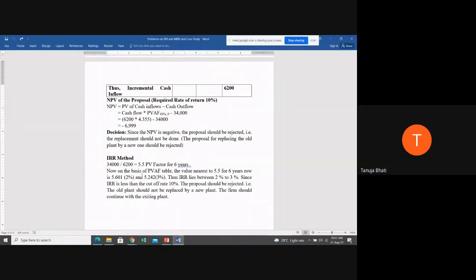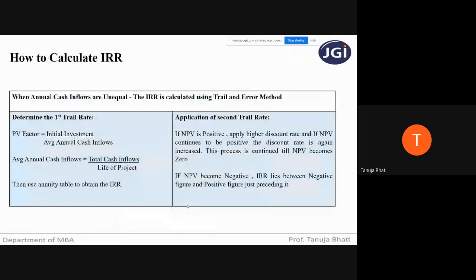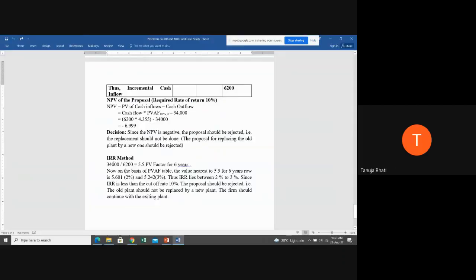What is the formula to calculate the PV factor? Yes, students, what is the formula? Initial investment divided by annual cash inflow. Very good. So the initial investment is given in the problem, that is incremental.